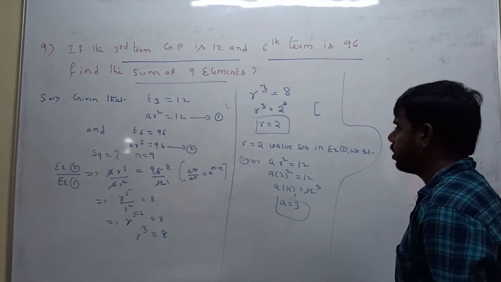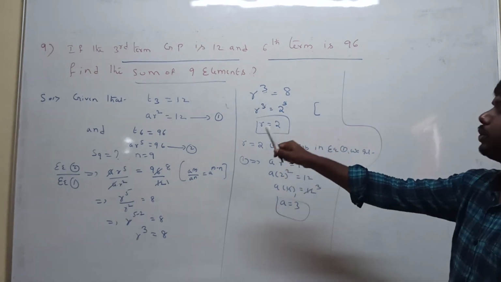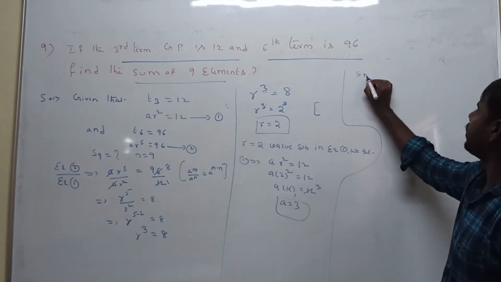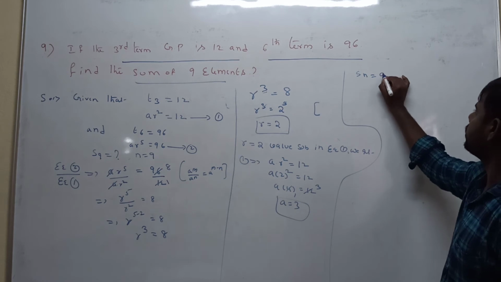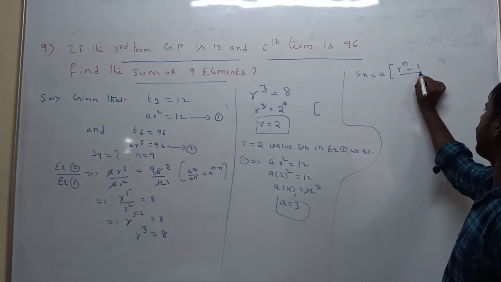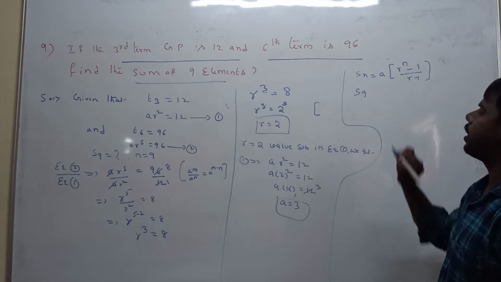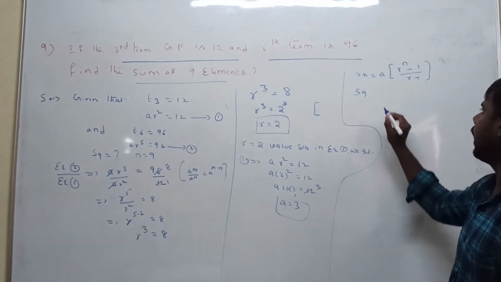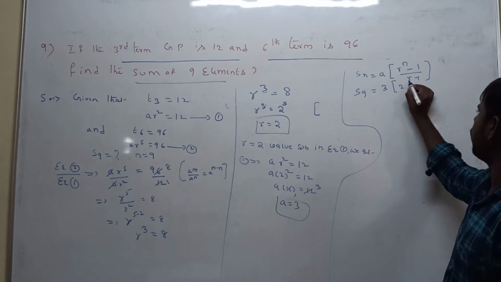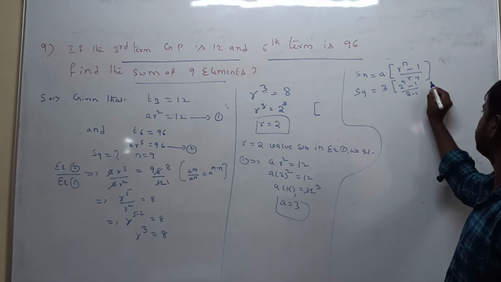Now substitute in the sum of the nth term of the geometric progression. Because the r value is 2, the second form is applicable. Applying the sum of nth term of the geometric progression formula, Sn is equal to a into r to the power of n minus 1 by r minus 1. We are asked to calculate the sum of 9 elements, so n is replaced by 9. The a value is 3. Then 2 power of 9 minus 1 divided by 2 minus 1.